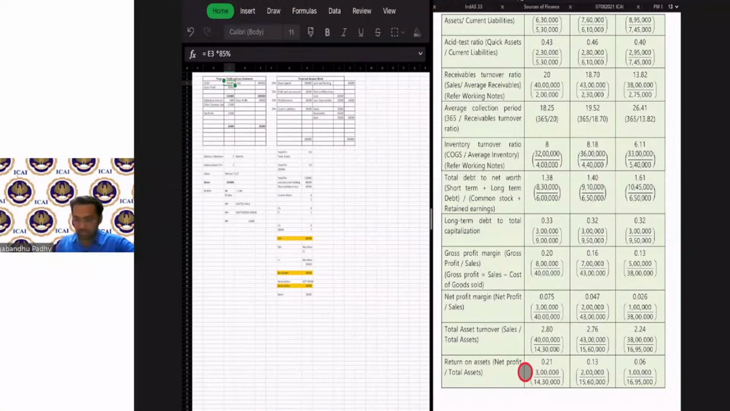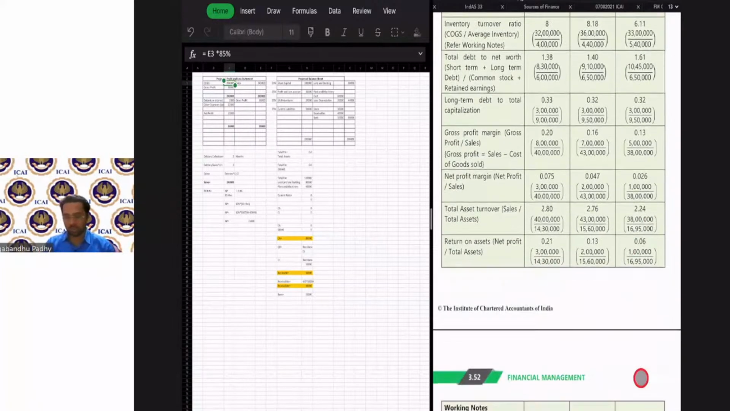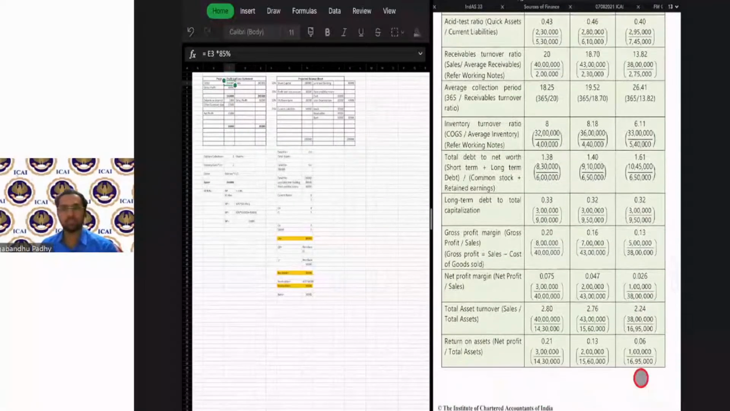And then return on assets, that's net profit to total assets. That has also reduced drastically. And it means overall the company is not doing good in profitability, neither in terms of turnover area. So that's a problem area which the company is suffering from on both sides. It's suffering from turnover, in that it's not able to sell the goods as fast as it was earlier, neither is it able to generate profits.